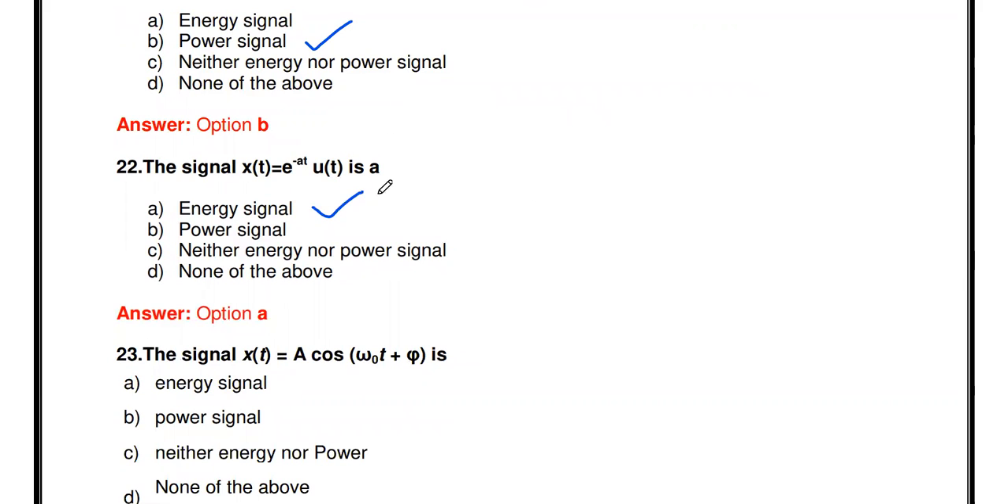So we solved these problems in that video. If you want to learn about this problem, I will give the link in the description box. You can refer to it.